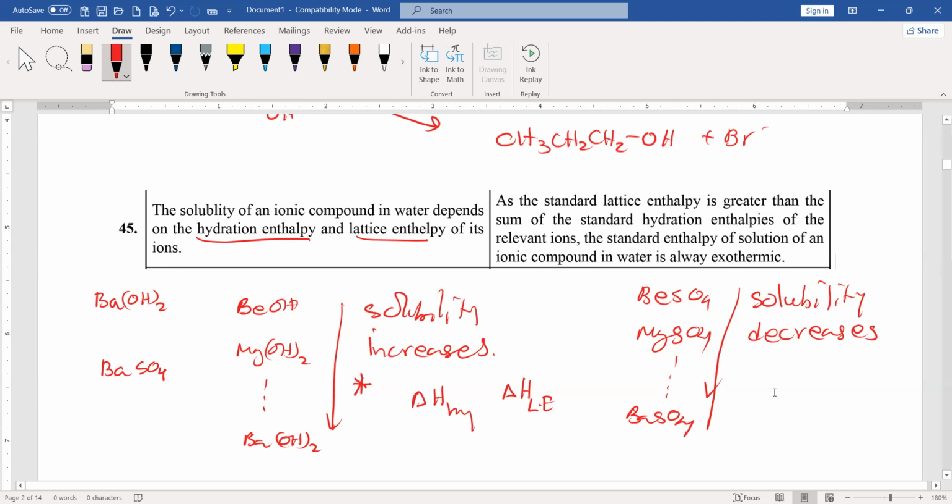That means what I need to tell you is that solubility depends on the hydration enthalpy and the lattice enthalpy of ionic compounds. So the solubility of an ionic compound in water depends on that. Yes, that's true. I gave you that typical example because that is the only place where we discuss it.